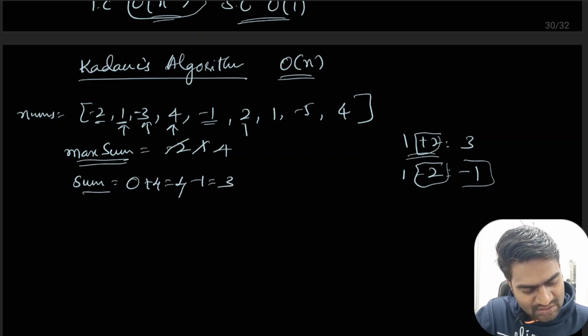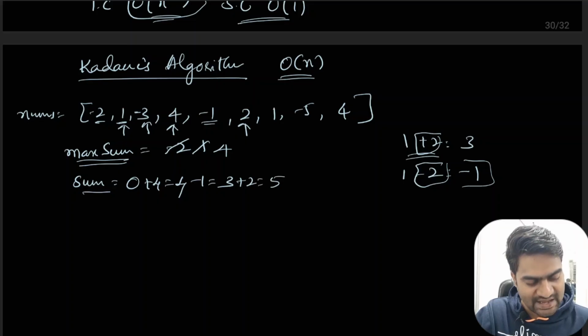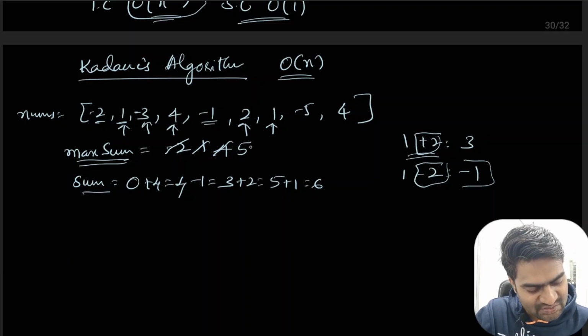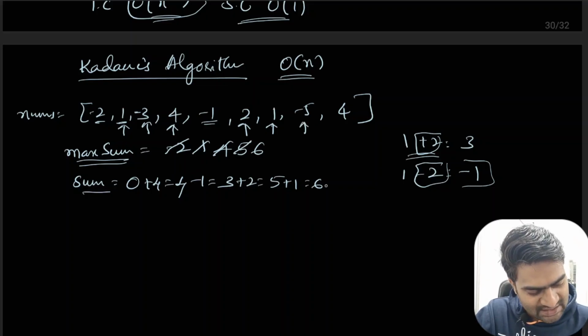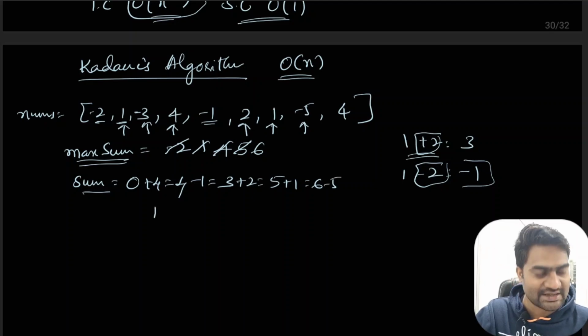Next I'll go to next number, which is 2. Then it becomes 5. So 5 is greater than my current max, so I will update this with 5. Next I'll go to next number, +1. My sum is 6, which is greater than the current max sum, so I will update to 6. Next I will go to -5, so it becomes 1. So 1 is less than 6, so no need to update.